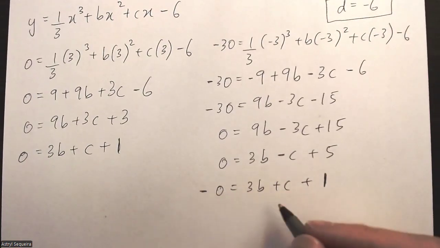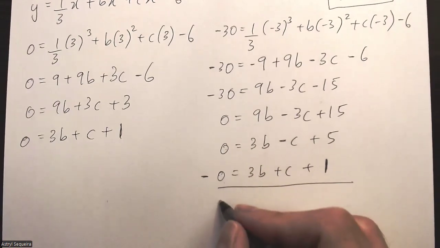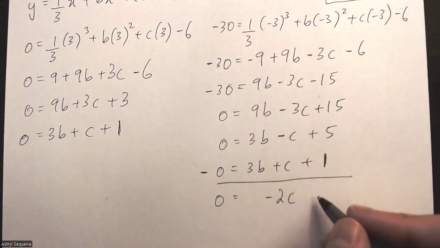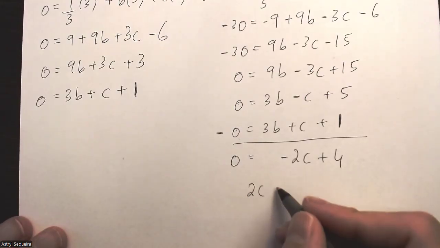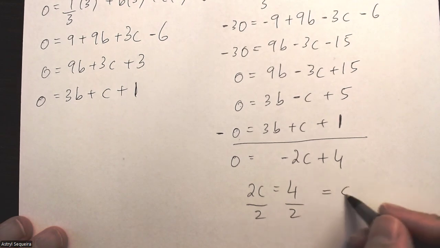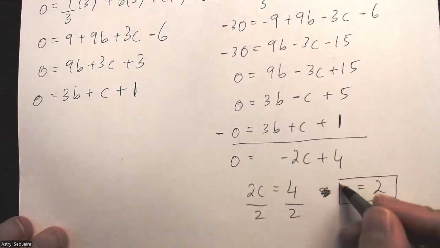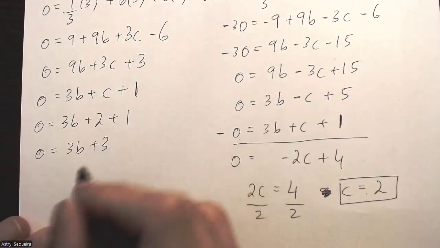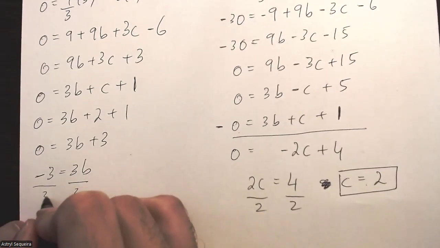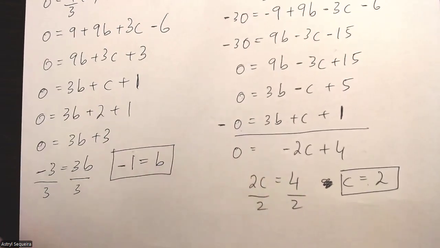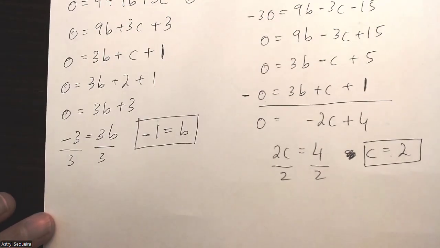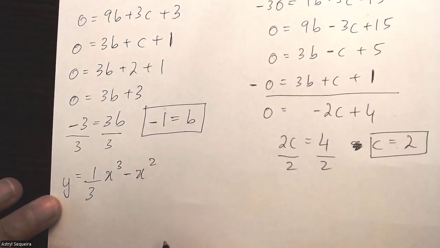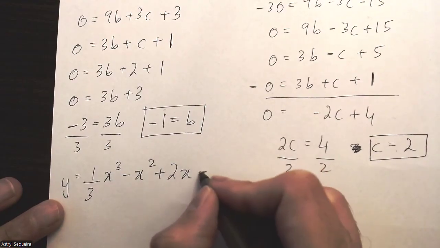And I'll solve these using elimination. You can either add or subtract over here. I'm just going to subtract and solve it with elimination. So 0 minus 0 is just 0. 3b minus 3b cancels out. Negative c minus c, that's negative 2c. 5 minus 1 is 4. And now I just need to solve this. So I'll move the negative 2c to the other side and then divide by 2. I just get c equals 2. And then I'll sub this over here and solve for b. And I get b as negative 1. So my final equation for this question is just y equals 1 over 3 x cubed minus x squared plus 2x minus 6.